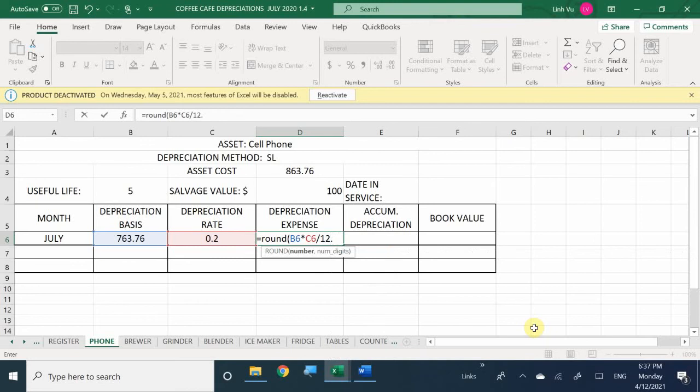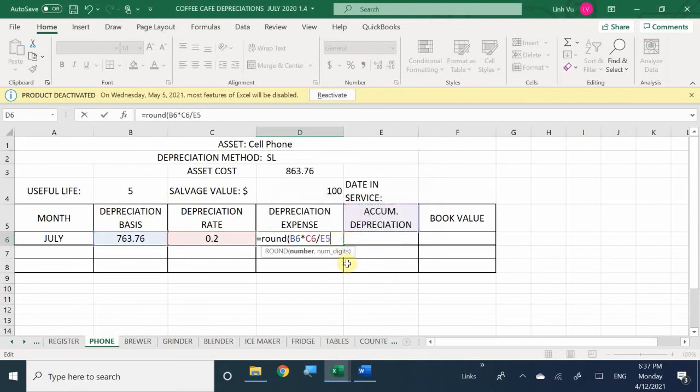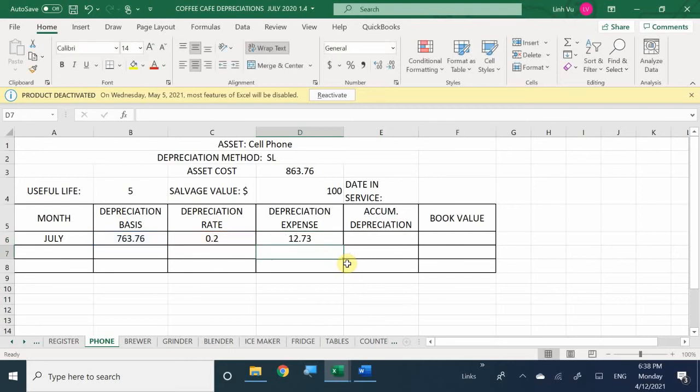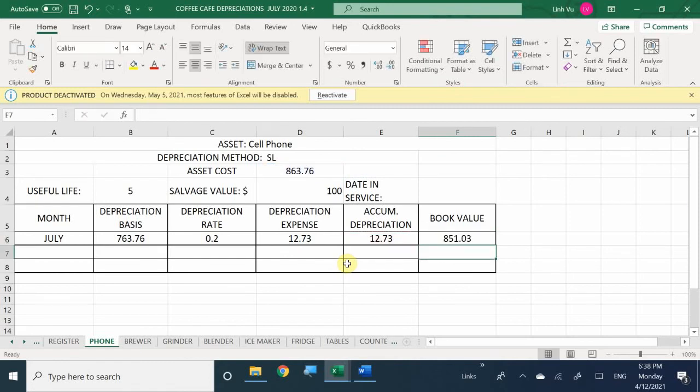Typo. Let me erase that. Okay, so equal round. $12.63 is going to be my depreciation for the month of July. Right? So let's go ahead and journalize this.